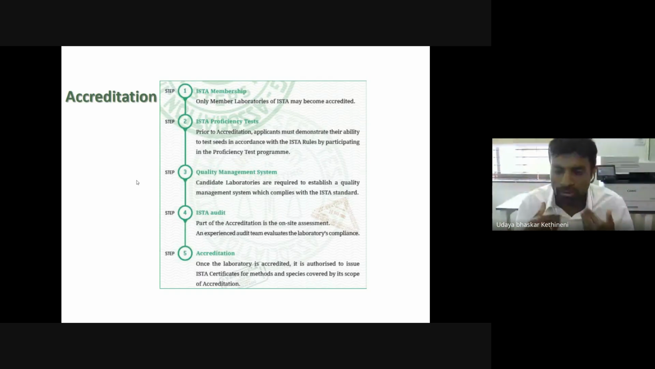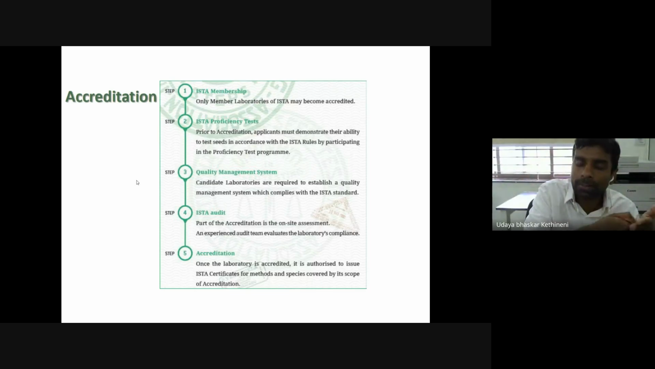We will participate in that particular test and submit the result back to the team. Then they will have the original result. They will see the tolerance limits, and they will see whether our test result matches their test result by applying the tolerances. For example, their germination percentage is 85% and your germination percentage is 84% or something like that. If it is within the tolerance for that particular species, then they will give you an A grade, like that. A, B, and C grades will be there.